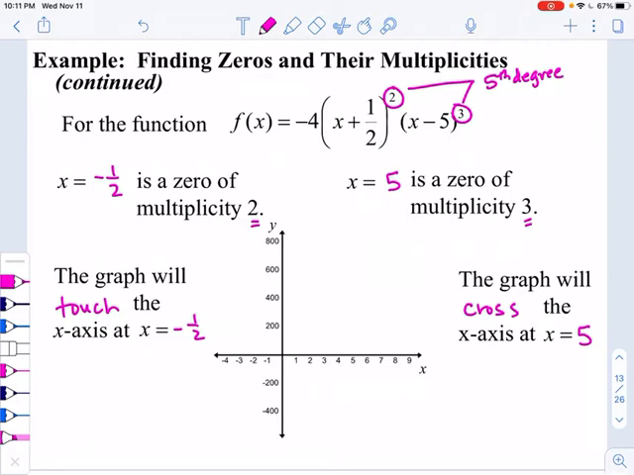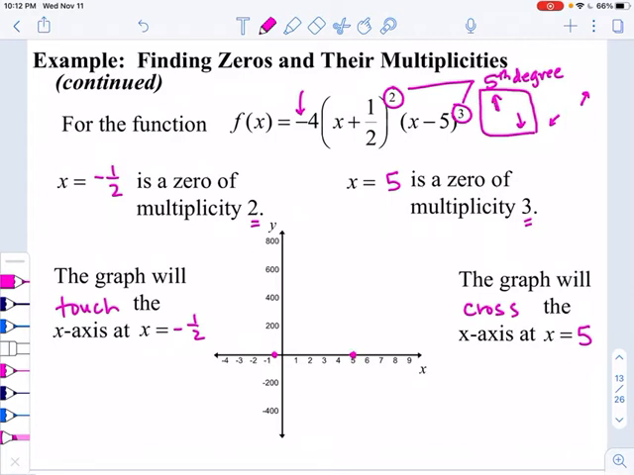A fifth degree function means that it's either going up and going down, or it's starting from the down and going to the up. So then we go back and look at our leading coefficient, that -4. What does that mean? That means we're not going to start from the bottom and go to the top. We are going to start from the top and go to the bottom. If you don't know what I'm talking about, go back and look at the very beginning of the lesson for section 2.3.